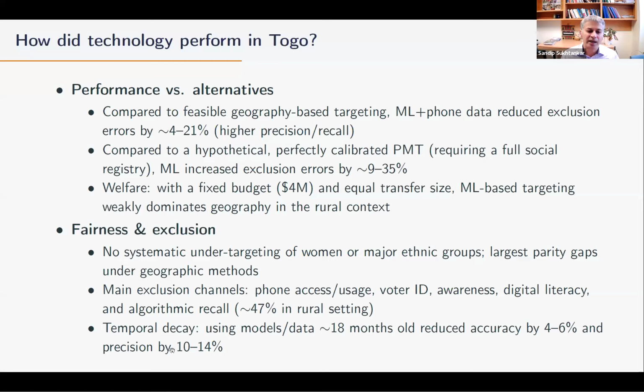And finally, the data has to be somewhat recent, right? So if you use sort of older data, because people are coming in and out of poverty, using older data is going to be a little bit of a problem, and that's going to reduce accuracy.